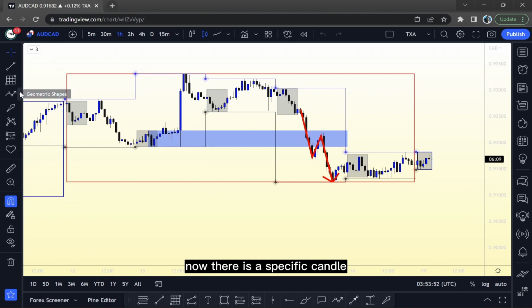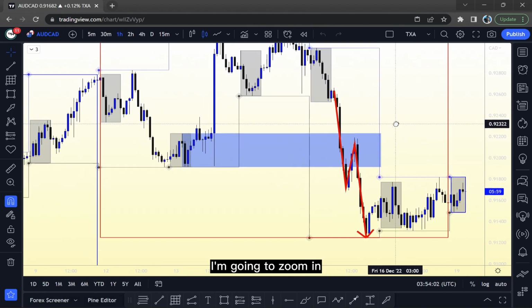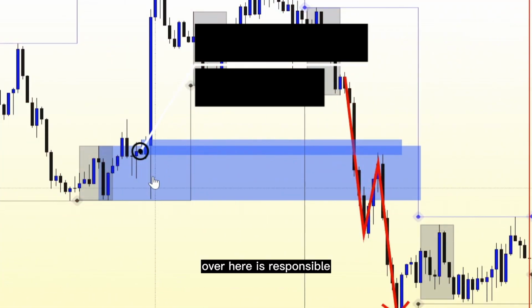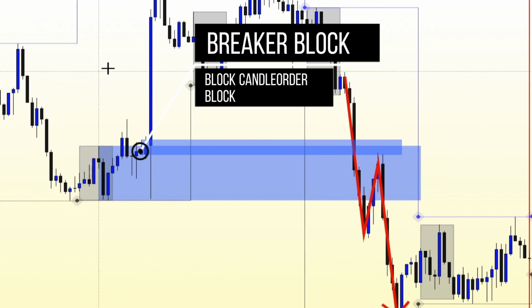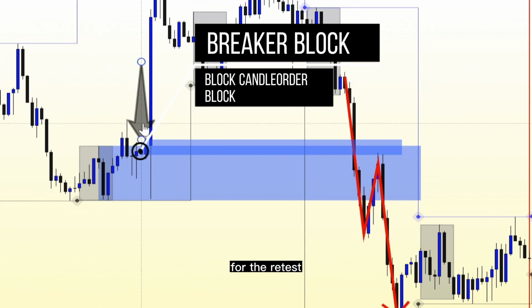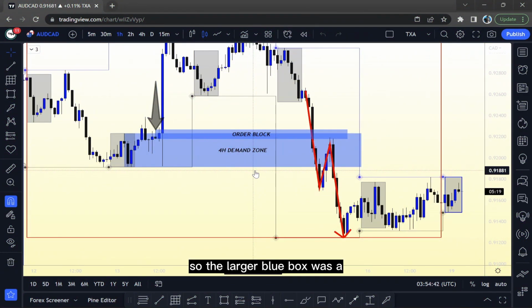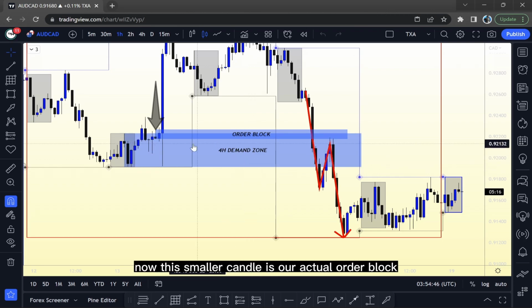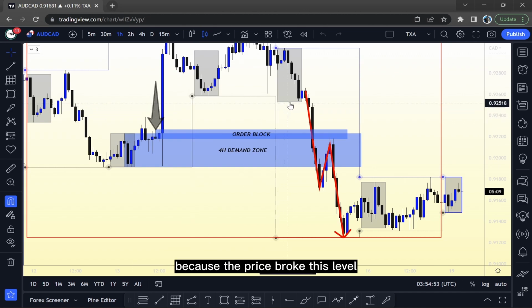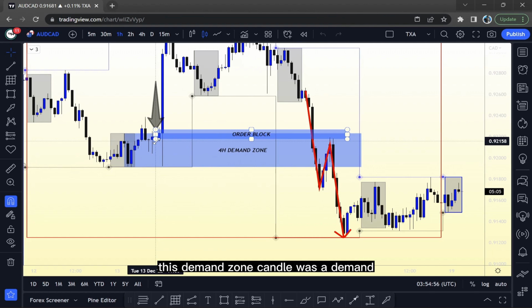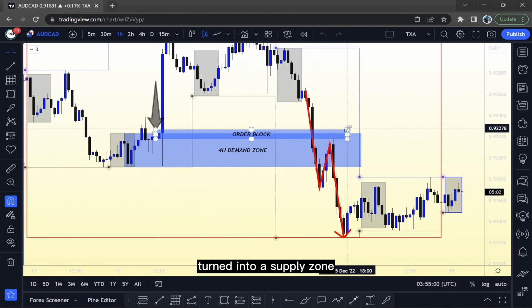Now there is a specific candle which is responsible for pushing the price to the downside, and it's actually this candle over here. I'm going to zoom in so that you see it very clearly. This candle over here is responsible for the retest. This is our order block. So the larger blue box was a 4H demand zone area. Now this smaller candle is our actual order block, specifically a breaker block, because the price broke this level. This demand zone candle was a demand, turned into a supply zone, and that's the reason why this order block is actually a breaker block.